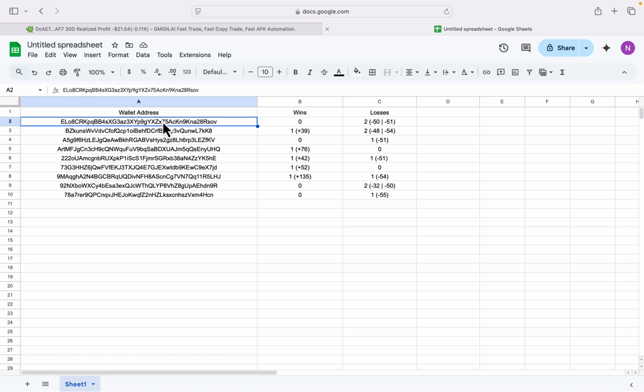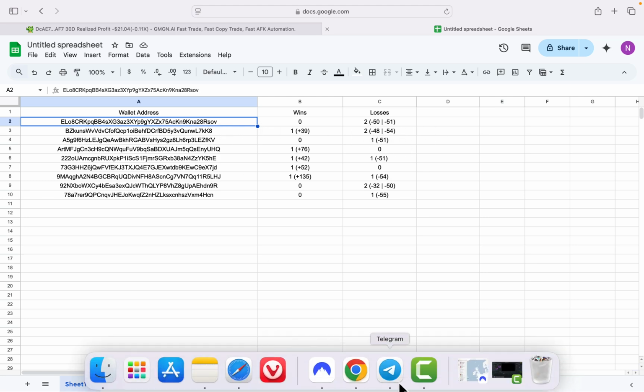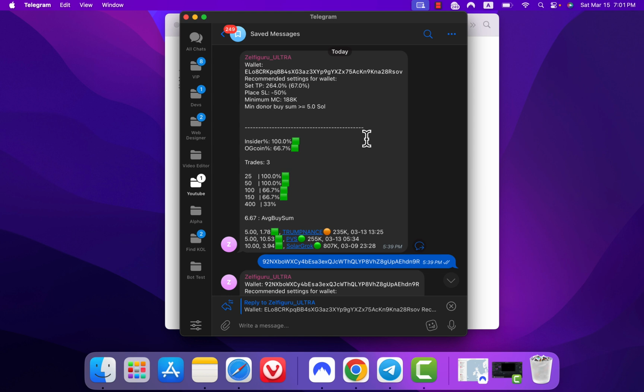For example, let's take a look at this one. You can see I lost 2 trades from this wallet. But if we take a look at the ultra statistics, you can see this was a great wallet for copy trading. The TP suggested by ultra was 260% profit. He had 3 trades. He made minimum 50% profit in all of them, and this was great. But in practice, we lost 2 trades, and we even were not able to make 50% profit.